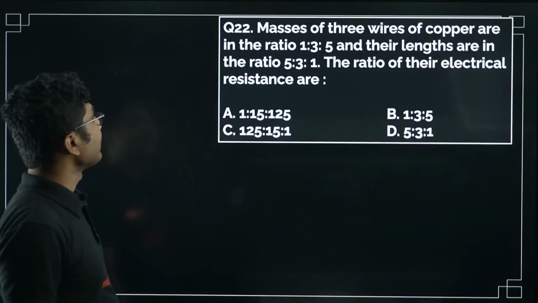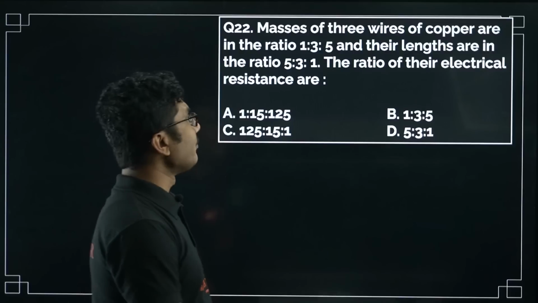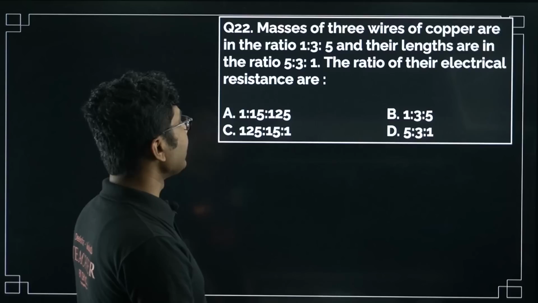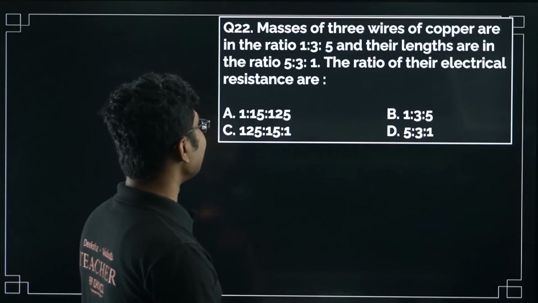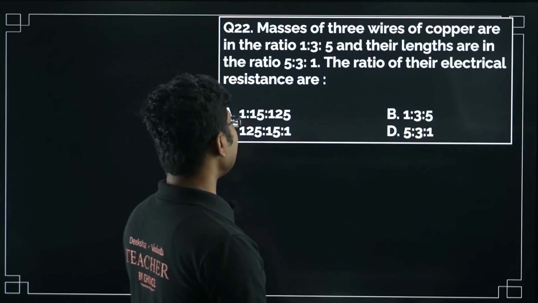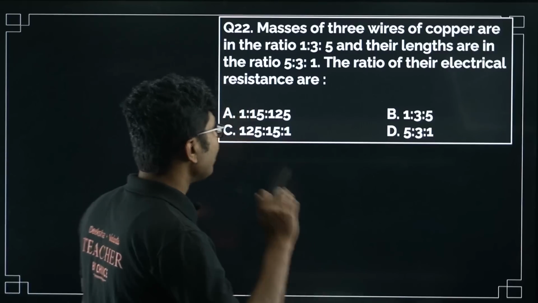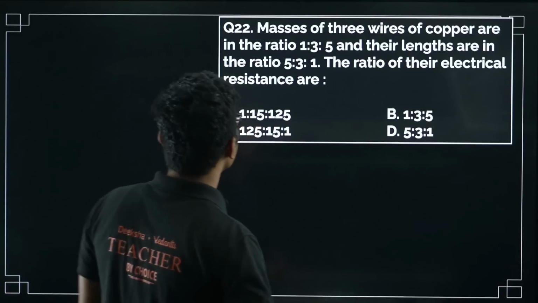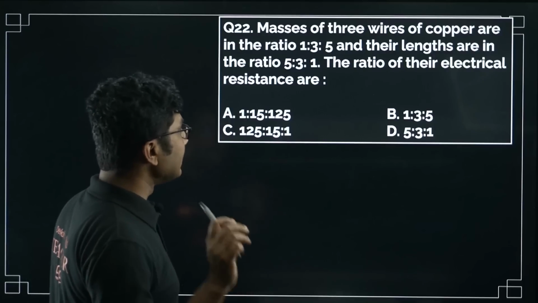Okay, next question. Masses of 3 wires of copper are in the ratio of 1:3:5 and their lengths are in the ratio of 5:3:1. The ratio of their electrical resistances is? So we have solved this in one of my previous classes. Let's solve it once more. So how can we solve this question?